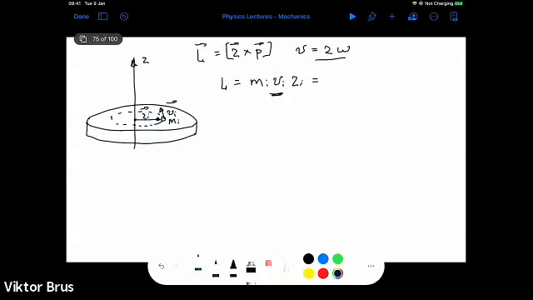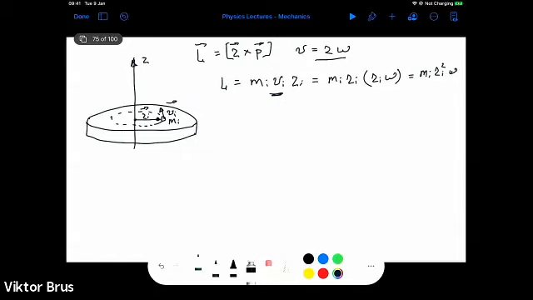And we will get mi ri, ri, omega. Omega is the same for any parts of this disk. This is equal to mi ri square omega.